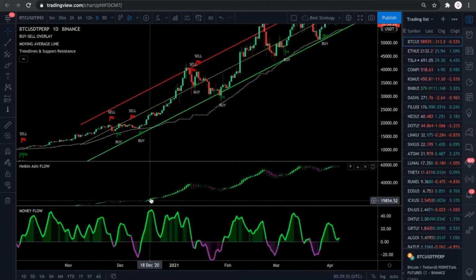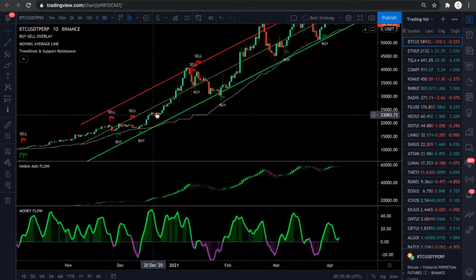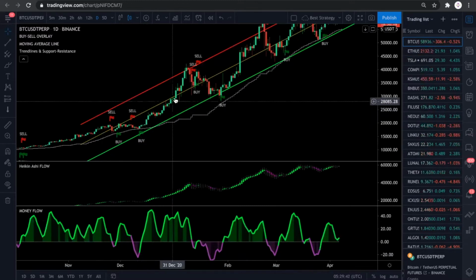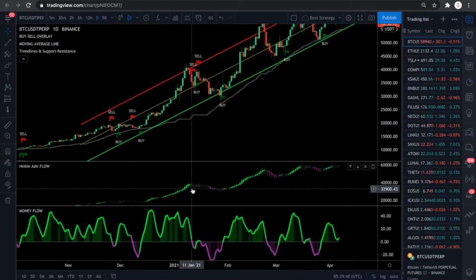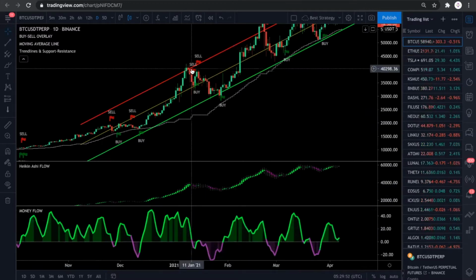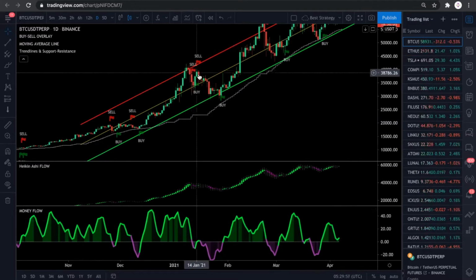Heikin-Ashi turned positive, turned green, coming back up. And we start trending upwards from 19,000. And we're continuing all the way back up. Hit resistance. Heikin-Ashi turned purple. Money flow starting to come back down. Sell signal, price dumps. Get a pullback, and we continue going back down.